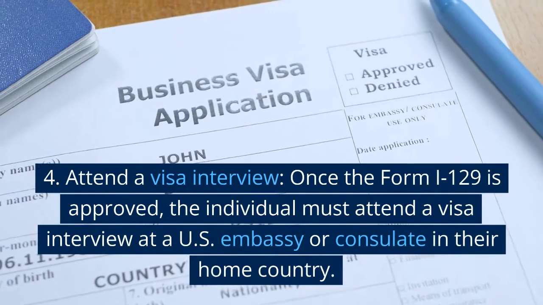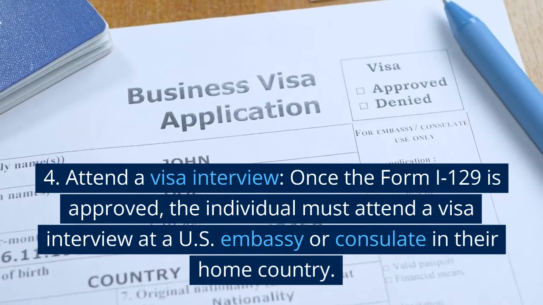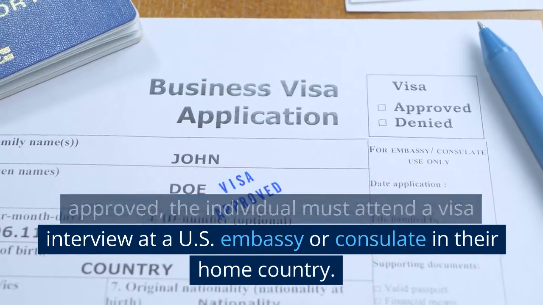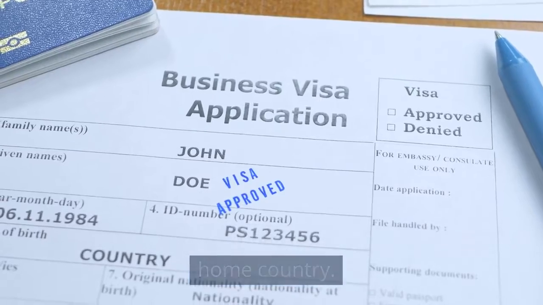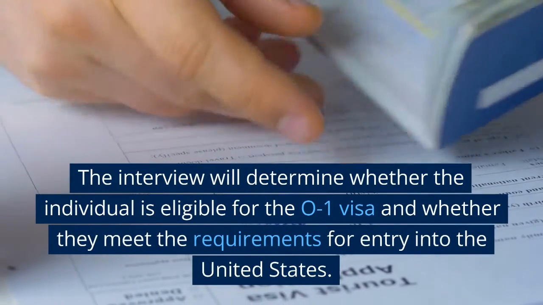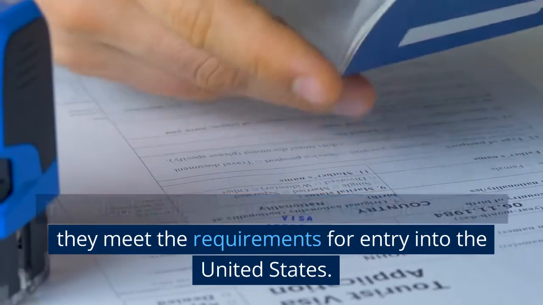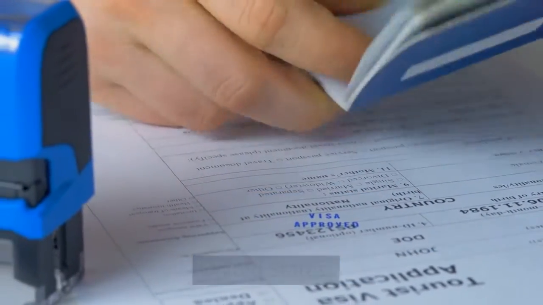4. Attend a visa interview. Once the Form I-129 is approved, the individual must attend a visa interview at a U.S. embassy or consulate in their home country. The interview will determine whether the individual is eligible for the O1 visa and whether they meet the requirements for entry into the United States.